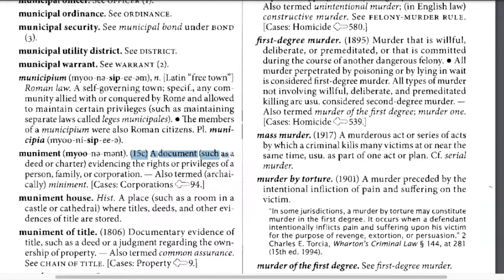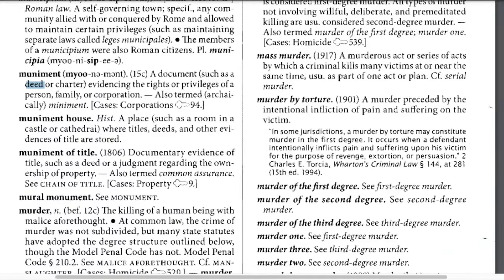There we go. Muniment, a document such as a deed or charter, evidencing the rights or privileges of a person, family, or corporation. So it's a document evidencing the rights or privileges of a person, family, or corporation. Deed or charter. Muniment of title. This looks closer here. Documentary evidence of title, such as a deed, right? The deed was that transfer, record of transfer, or a judgment regarding the ownership of property, also termed common assurance. See chain of title. Nice. Okay, so muniment and muniment of title. We got it.